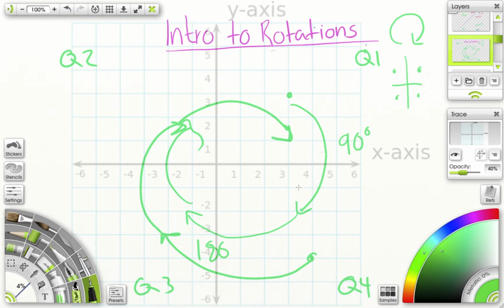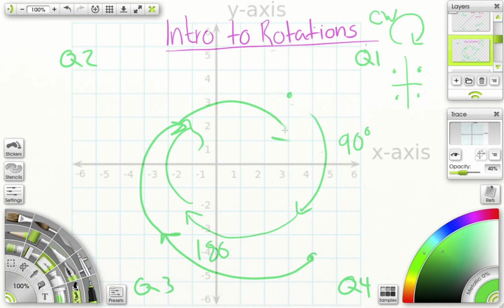So 90 degrees, you go one quadrant over in a clockwise rotation. 180, 1, 2 quadrants over, so you go around to 2. So it basically becomes the opposite quadrant or the diagonal quadrant for 180. And then 270 is 1, 2, 3 quadrants around in a clockwise rotation. So this is clockwise. So I'm just going to call it CW for clockwise.